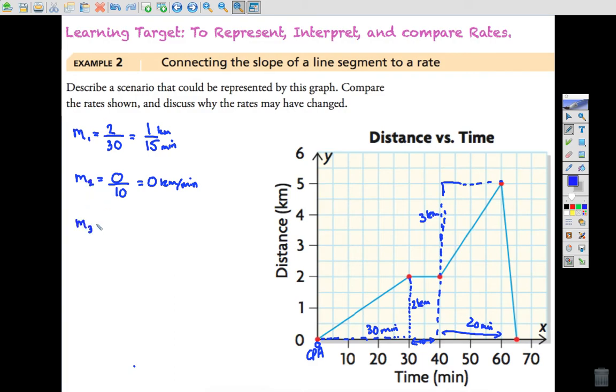Here's our slope on segment 3. So again, a rise of 3, a run of 20. That's not really going to simplify, but you'll notice that it is definitely faster than his first rate. So we're going to say 3 kilometers per 20 minutes. And again, we could express that as a decimal. In the end, he actually buys the rod, and he must buy the rod instantaneously because there's no change in time. And then he actually starts to bolt it back to CPA to get his car.